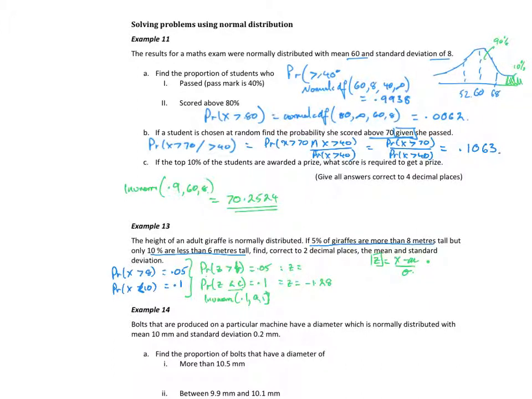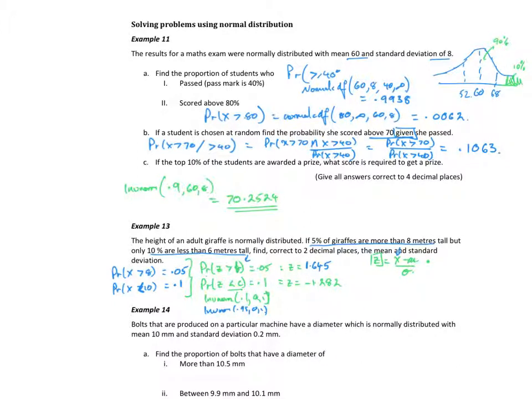I'll put 282. And for the second one here, B, because my inverse norm works with less than, I'm going to put inverse norm 0.9501, and that gives me a Z value of 1.645, say. All right. So in here, I've got the Z values and the X values. I need to work out mu and sigma.